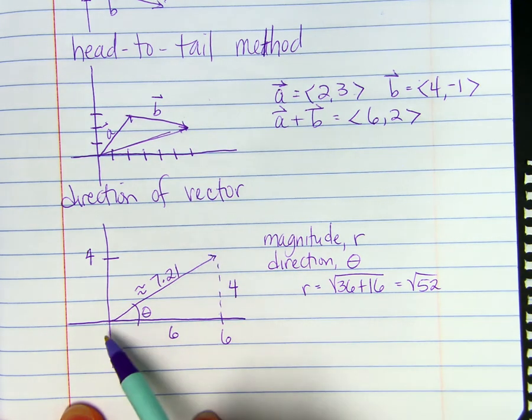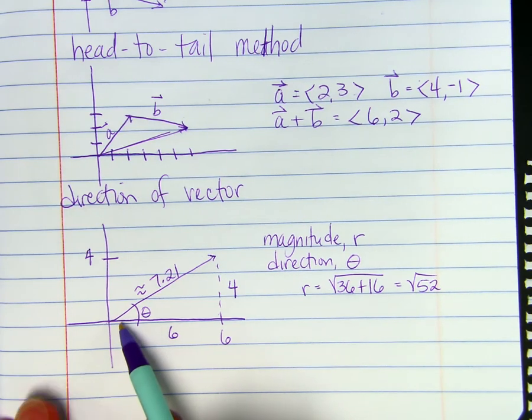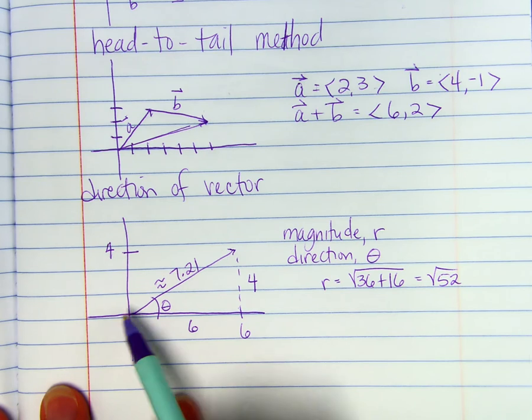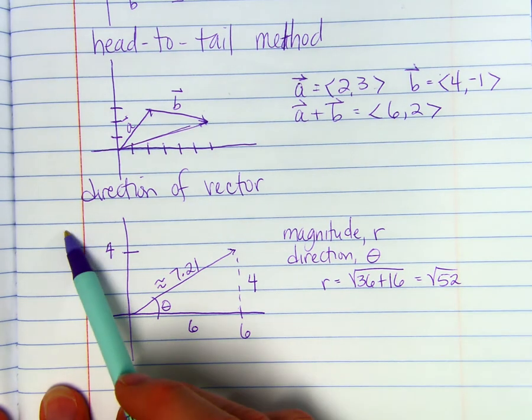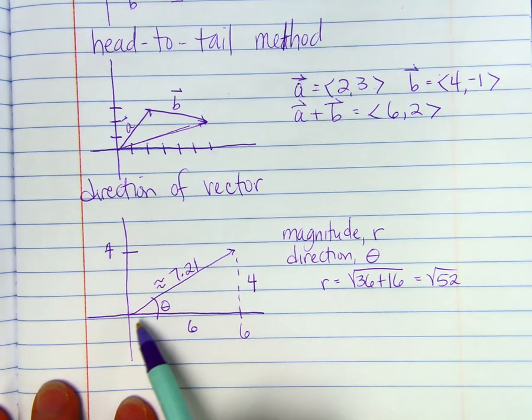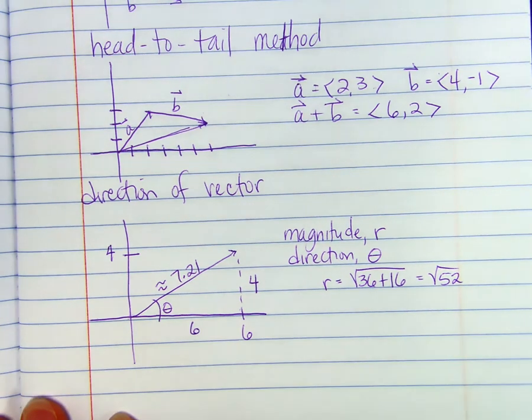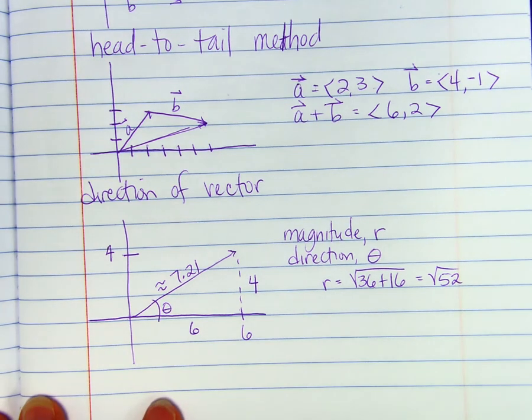If the direction is 100 degrees, then we know it's going that way. Okay. If the direction is 270, we know it's going straight down south. So we're always going to call that angle theta? Yes, we call it theta.